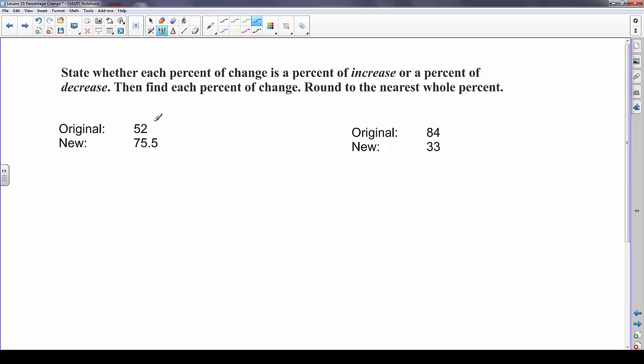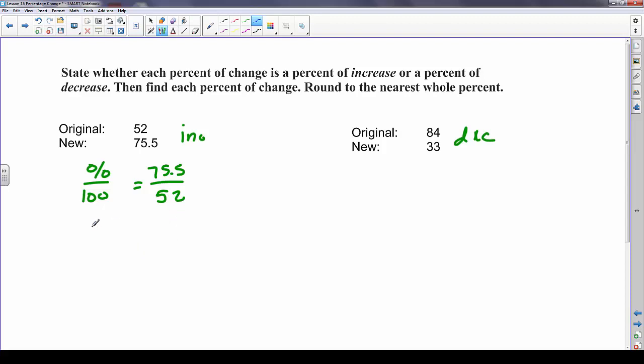Now you'll notice we start with an original of 52 and go to 75, so this is obviously going to be an increase. And we start with an original of 84 and go to 33, so this is obviously a decrease. Those are the easiest parts of the problem. Now we want to find these percentages. So if my original is 100%, 52's got to go across from that. If my new percent is what I'm looking for, then 75 would go right here.